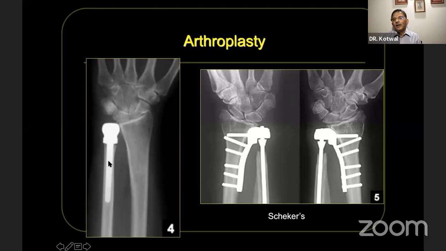This is the total DRUJ replacement, the Shaker's modification, Shaker's module for this. Of course, we don't have it, but I think it should work as a better implant as compared to just the distal ulnar prosthesis.